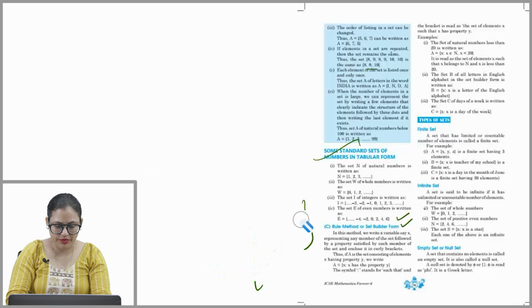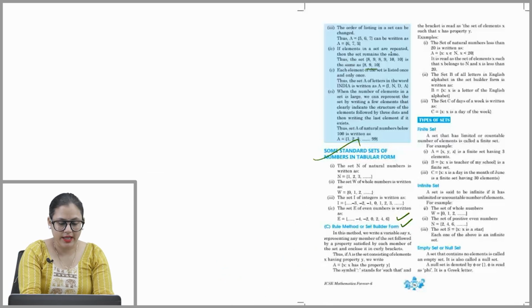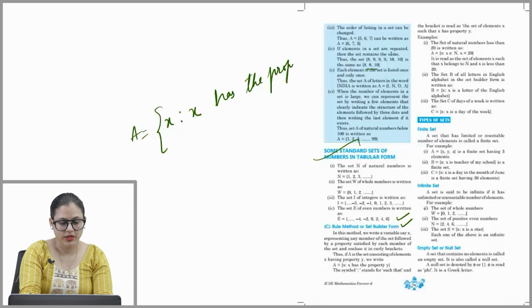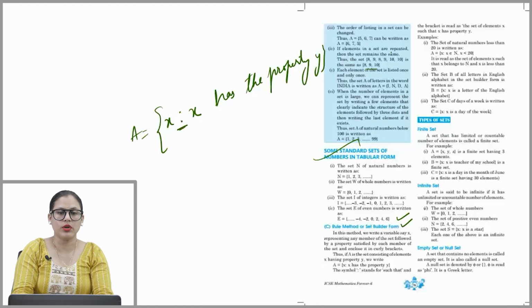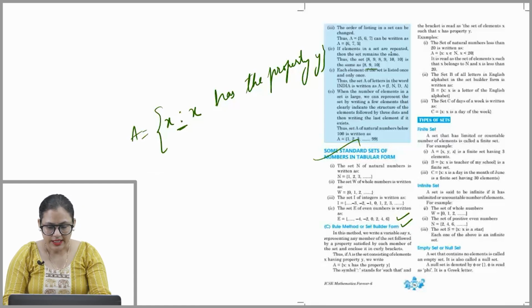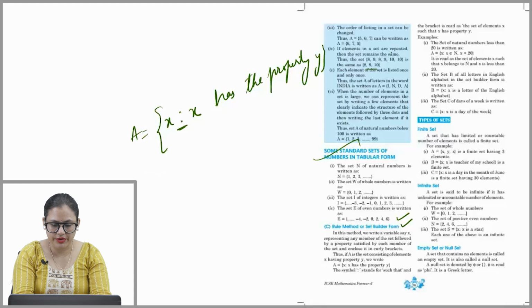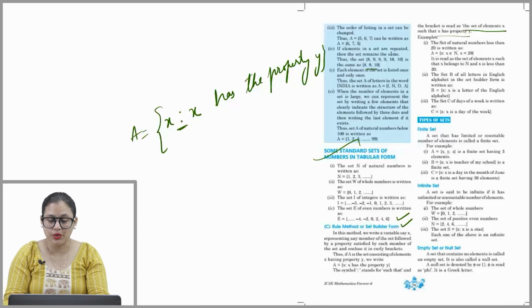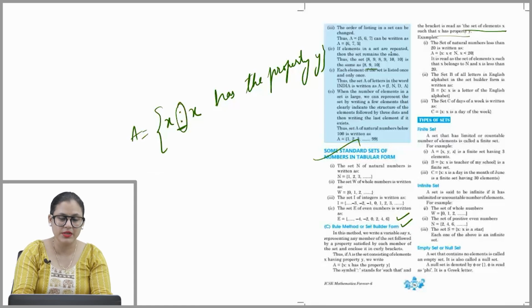Let me show you how you're going to write it. A equals, then in curly brackets x, then these two dots, x has the property y, and then the curly bracket closes. Now this symbol, what is the symbol? This symbol stands for such that. And the bracket is read as the set of elements x such that x has property y. So this dot means such that.